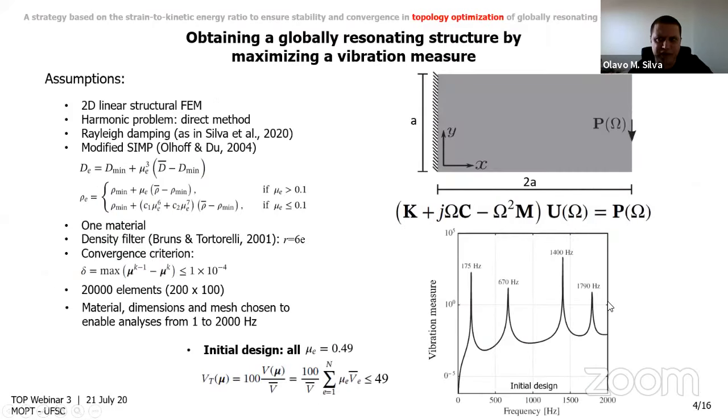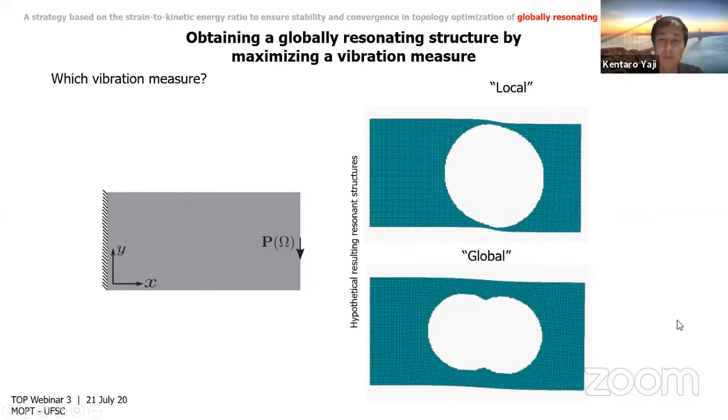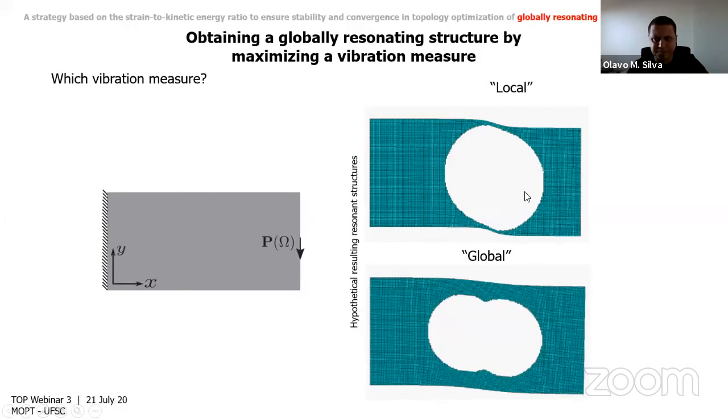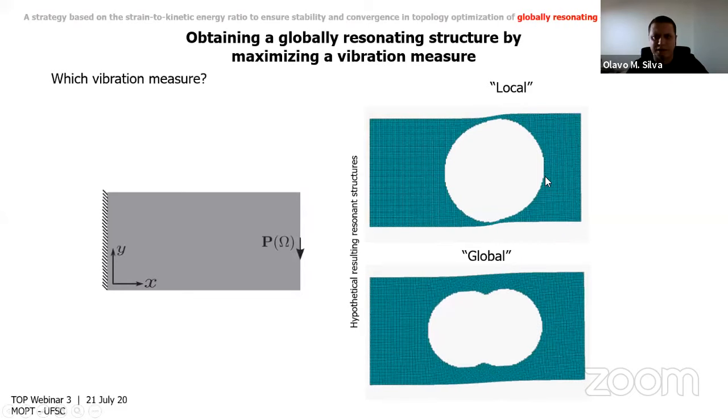So our objective here is to maximize a given vibration measure obtained by solving a harmonic problem for a given unique excitation frequency, applying topology optimization, applying the SIMP method for one material structures with a simple density filter. In this work, the objective is to obtain globally resonant structures. We want to avoid very localized resonant vibration, eventually caused by weak regions connected to massive parts.